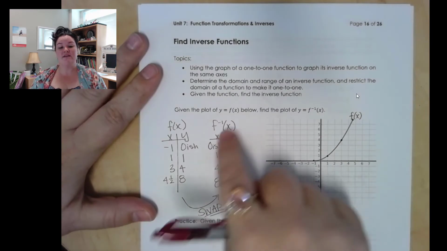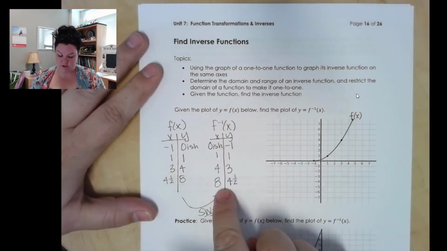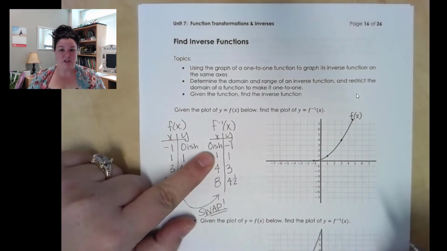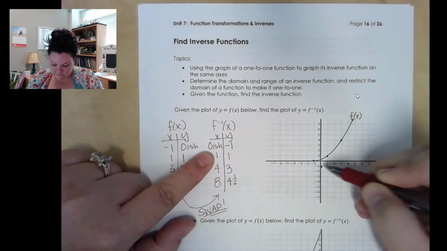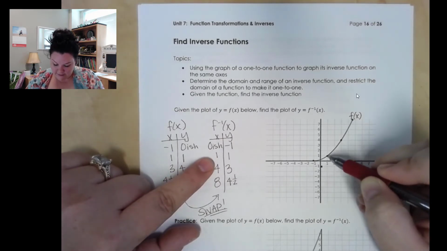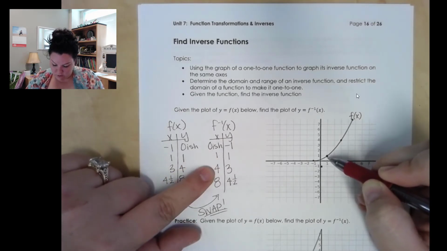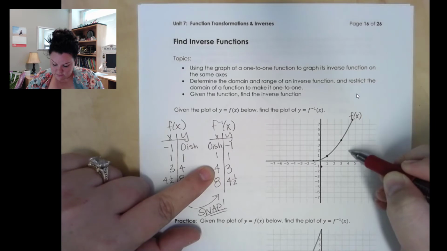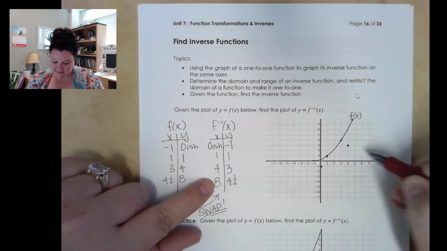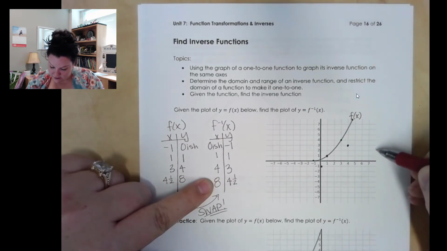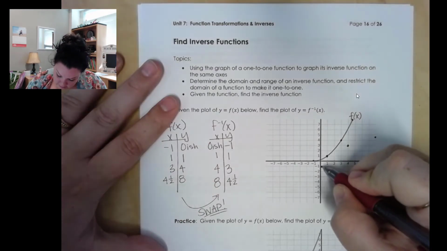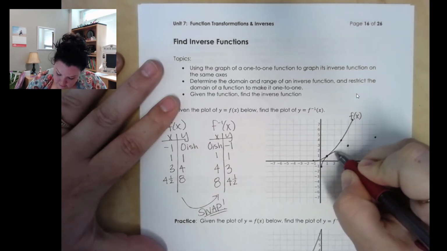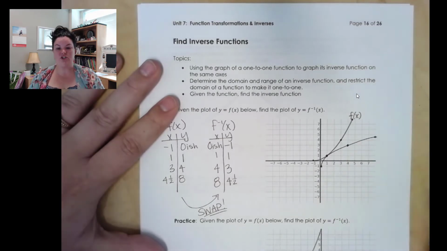So now that I have this, I'm going to go ahead and graph it to see what it looks like. So at 0-ish, somewhere right here at 0, we're down at -1. At 1, I'm at 1 again. At 4, I'm up at 3. 1, 2, 3. And at 8, I'm up at 4.5-ish. So when I graph this, notice it should have the same shape.